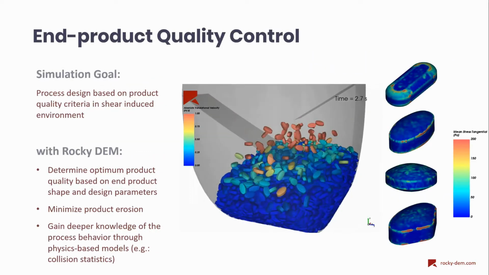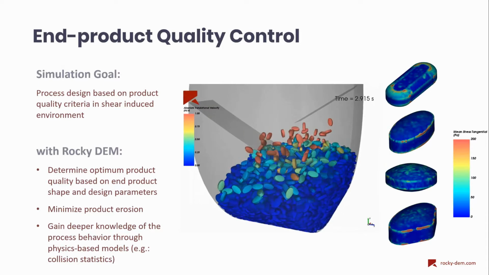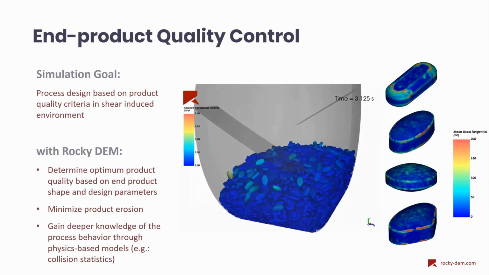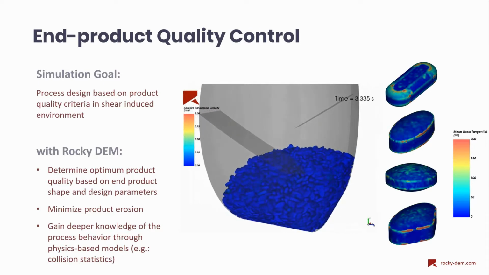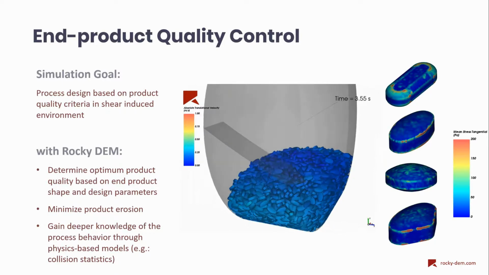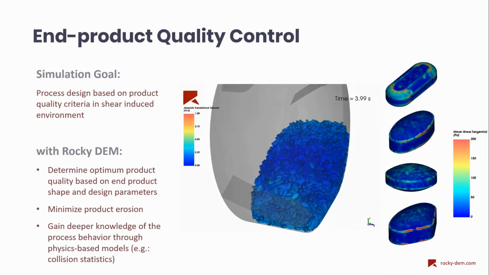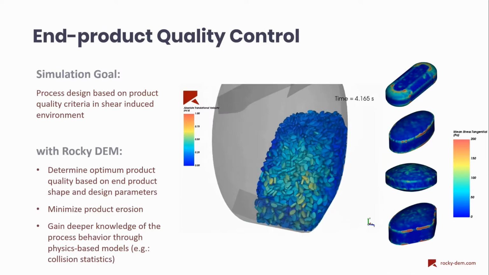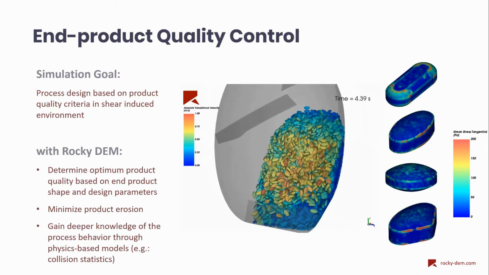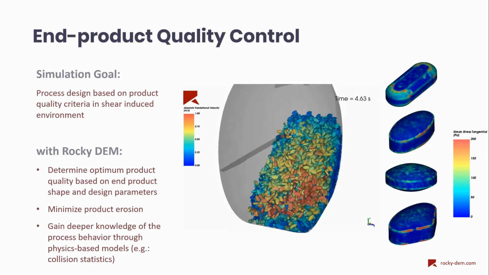Moving on with another example of a situation where the particles are colliding frequently with each other in the process, the quality control becomes important. For example, in the pharma sector, minimizing tablet edge chipping is important as it will assure the manufacturer to determine optimal product quality based on end product shape and design parameters.